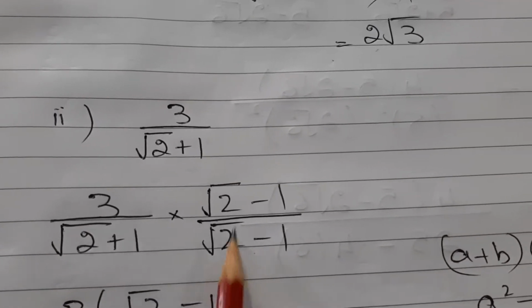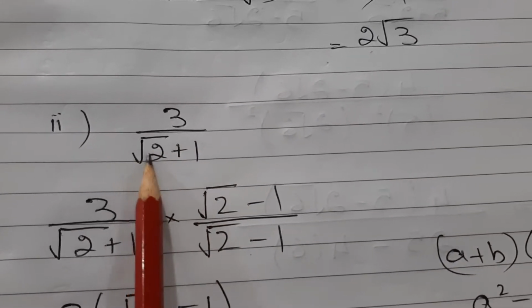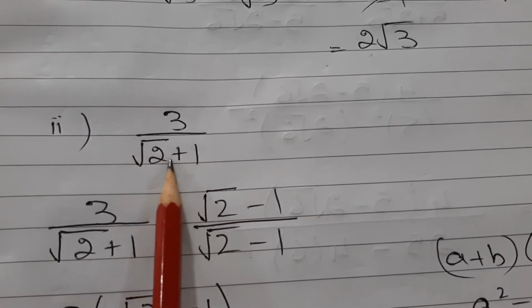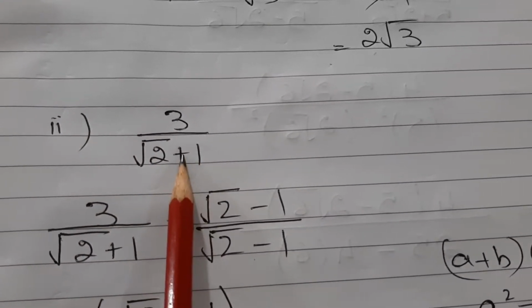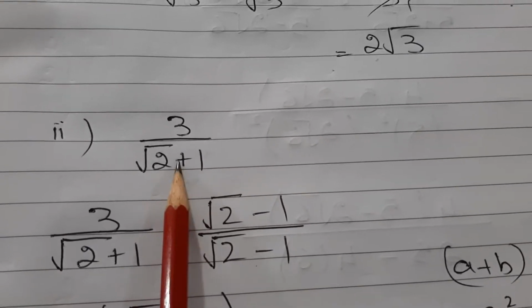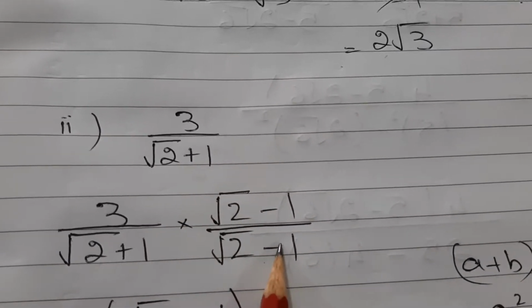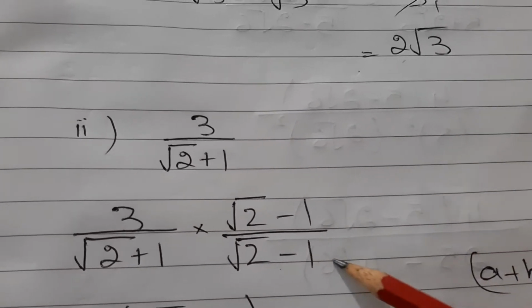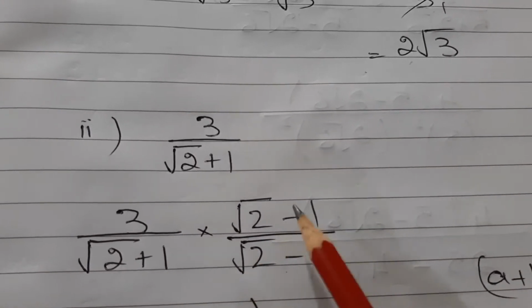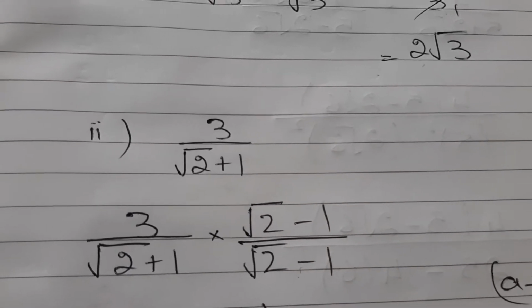So conjugate is basically whatever the term of surd is given in the denominator, multiply and divide the whole fraction by the opposite sign of it. If it is plus, take minus. If it was minus, take plus. So this is called conjugate. Now why do we need to take the opposite sign? I will just explain you in a while.